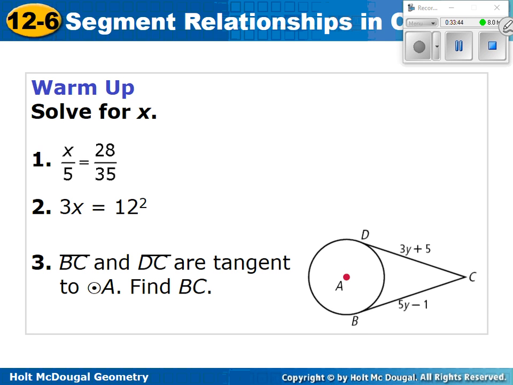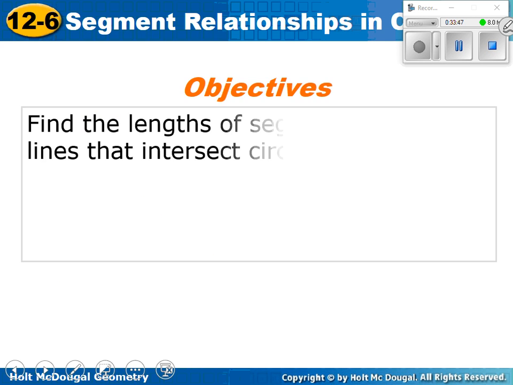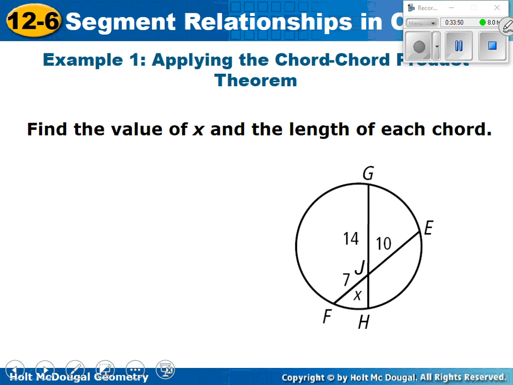So let's go back. And let's work some problems. We're going to do it together here. So first example. Where do the lines intersect? Inside or outside? Inside. So what's the rule? Part times part equals part times part. So pick one chord, GH. What are its two parts? 14 and X. So 14 times X should equal.